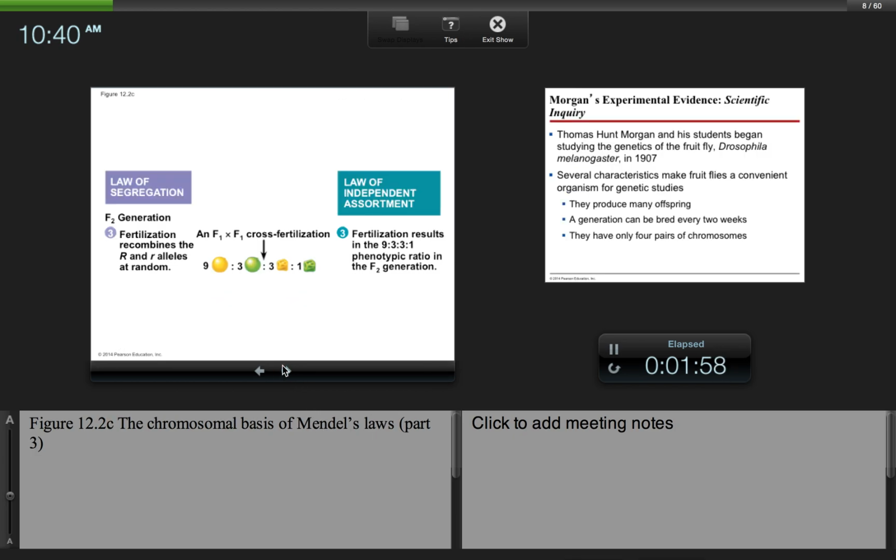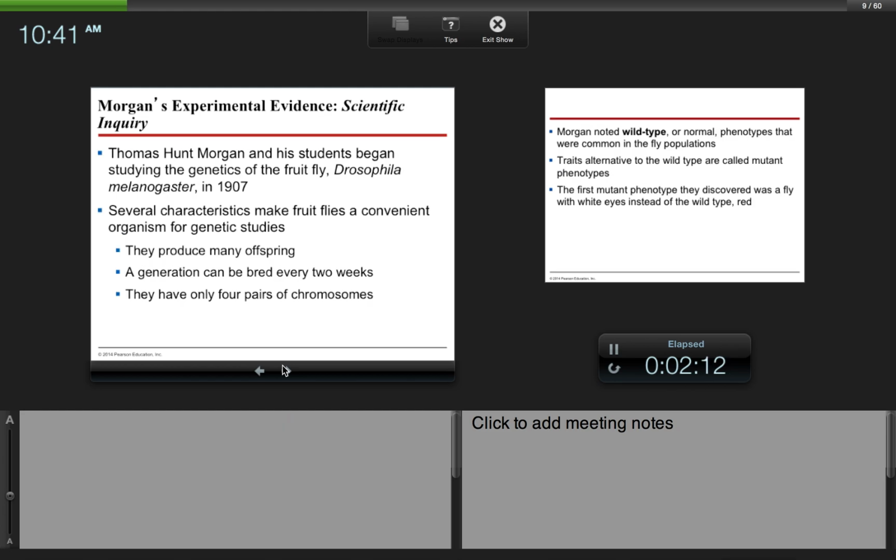Okay, so when we cross two F1s, remember that our phenotypic ratio in our offspring should be 9 to 3 to 3 to 1. This results from the law of segregation and the law of independent assortment. Thomas Hunt Morgan and his students began studying the genetics of the fruit fly, Drosophila melanogaster, in 1907.